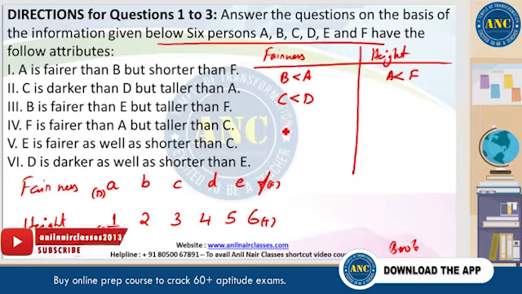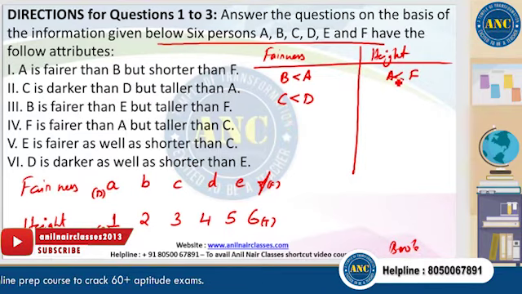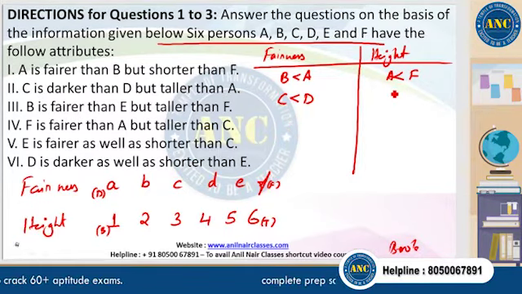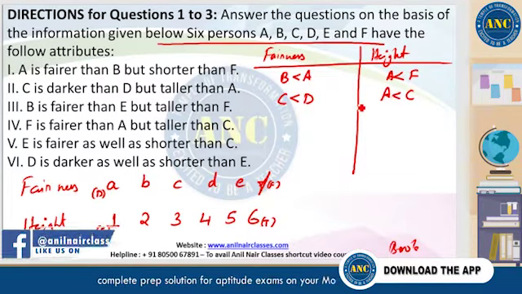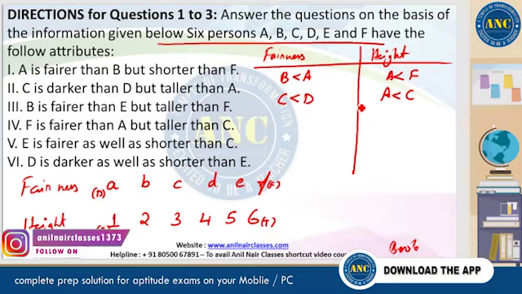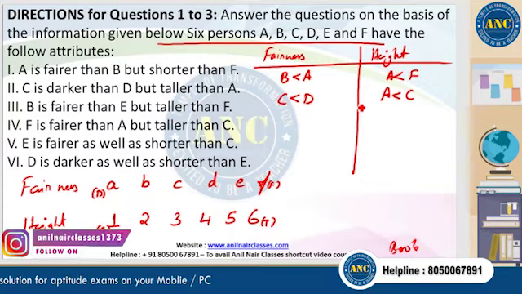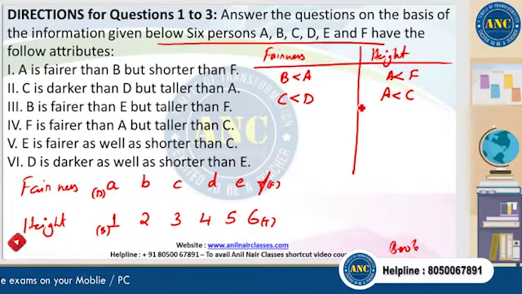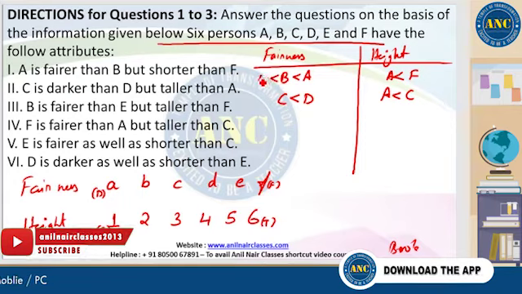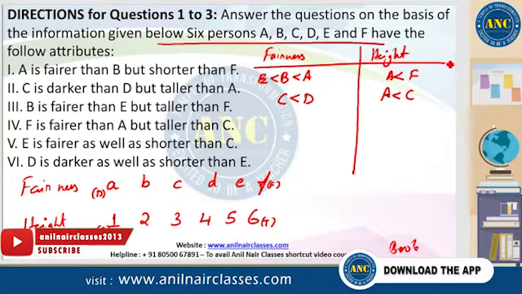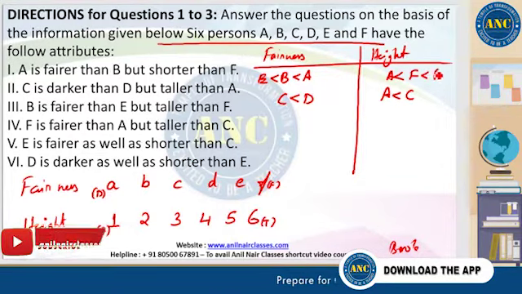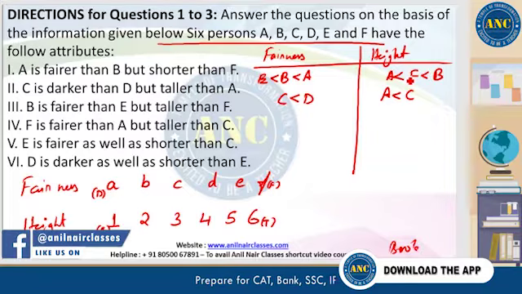That's the next statement, right? But taller than A. So C is taller than A and F is also taller than A. There's two statements that we got. B is fairer than E. That's nice. We can put it in one particular inequality itself. B is fairer than E, but B is taller than F. Okay, super. Makes sense, right?